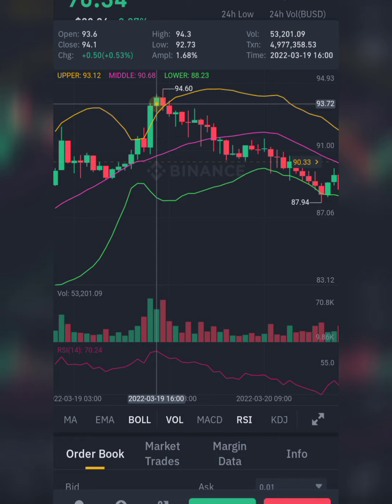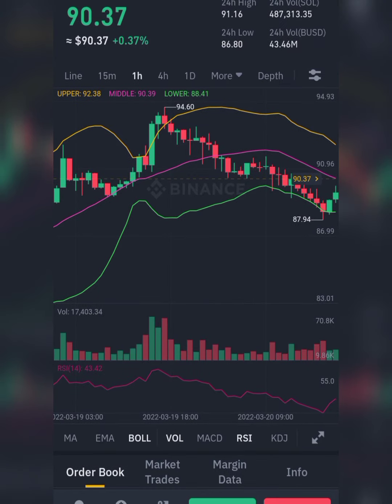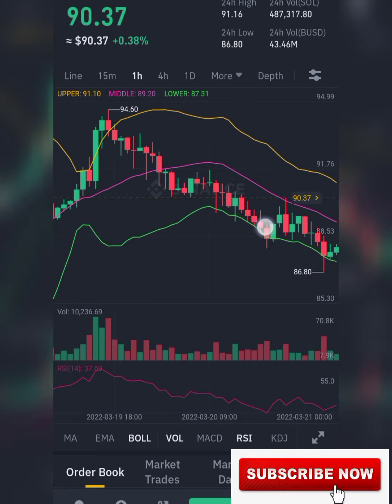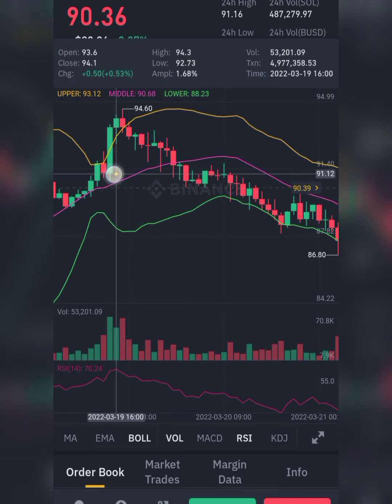All right, guys. So basically, that is how to use volume to trade consistently and make profit. At this point, you take a sell position, a short position. You can just put your stop loss a little bit above 94.60, and then take a short position downwards. You put your take profit at the end of the previous bullish candle. You just put your take profit at this point here.